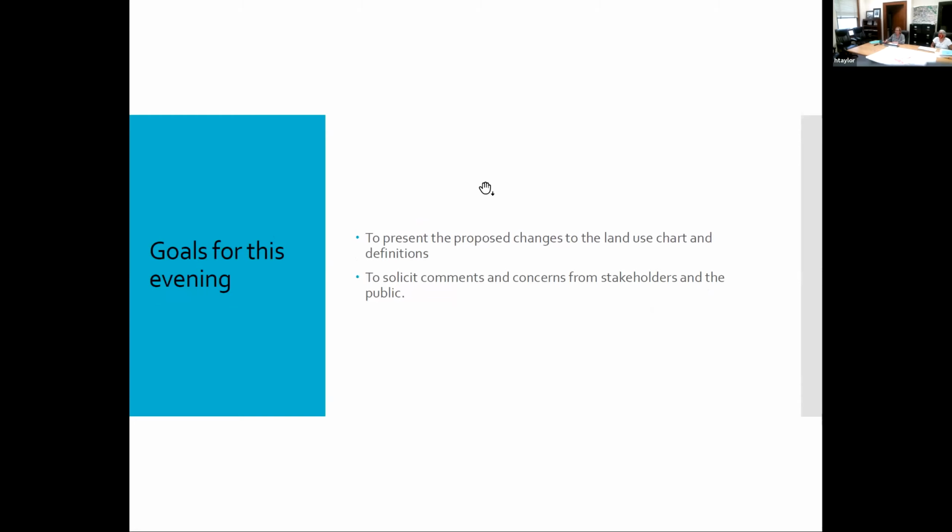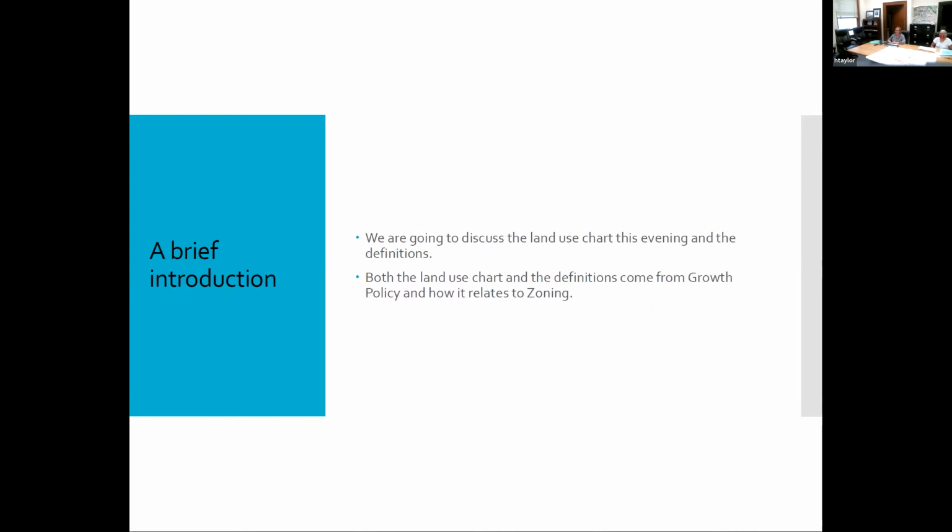So our goals for this evening are to present the proposed changes to the land use chart and definitions, and to solicit comments and concerns from stakeholders and the public. Next slide. We are going to discuss the land use chart this evening and the definitions. Both the land use chart and the definitions come from the growth policy and how it relates to zoning.